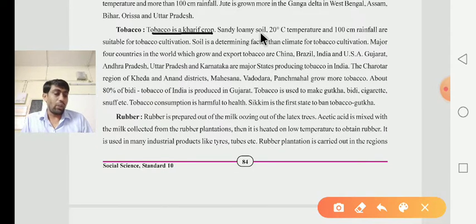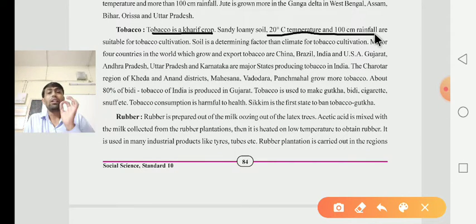Sandy loamy soil. Which kind of soil does it require? Sandy and loamy soil. It means રેતાળુ અને ગોરાળુ જમીન. And it requires 20 degrees Celsius temperature and 100 centimeter of rainfall. 20 degrees Celsius temperature and 100 centimeter of rainfall are suitable for the tobacco cultivation.